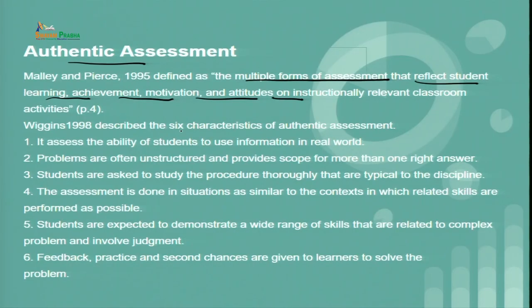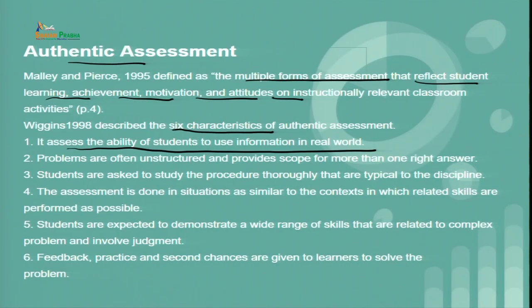Besides, Wiggins in 1998 gave six characteristics of authentic assessment. So, the authentic assessment includes these important points, and you would be amazed to know that authentic assessment in the classroom assesses the ability of students to use information in the real world. So it's not just the bookish language that you are testing. Rather, you will get the opportunity to assess the student's learning when it comes to the application of that learning in the real world. So, it makes a relatable combination between those two important components: the first one, the classroom learning, and the second, its application in the real world. So, authentic assessment gives a whole view of it.